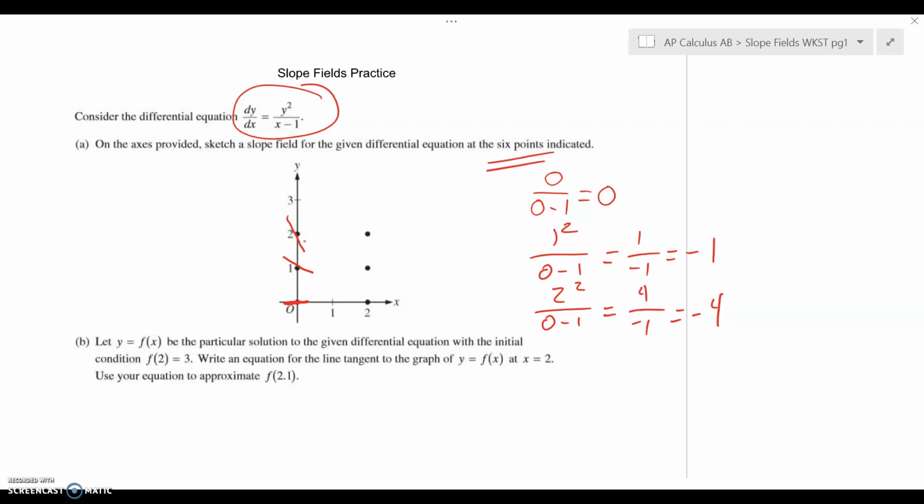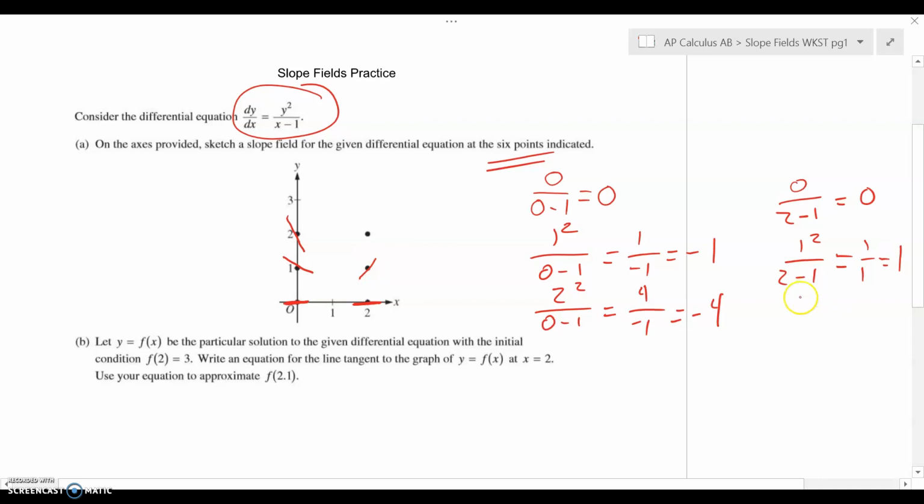So we'll go to our 2, 0. So now our top is 0, and our bottom would be 2 minus 1, which is still 0. So we still get this little flat slope snippet. And then we're going to do 2, 1. So we'll have our 1 up top, 2 minus 1 on the bottom. So that's 1 over 1, which is 1. So then we've got a slope of 1 right there. And then finally we're going to go to 2, 2, which gives us a 2 squared up top, 2 minus 1 on the bottom, which would give us a 4.